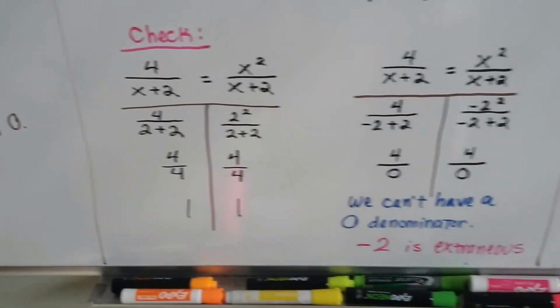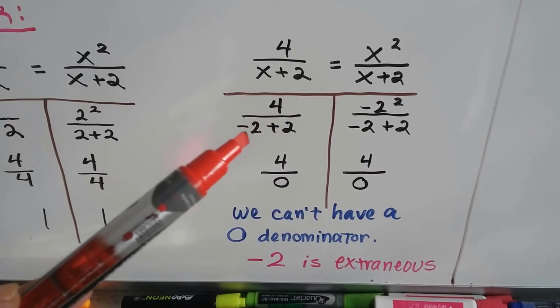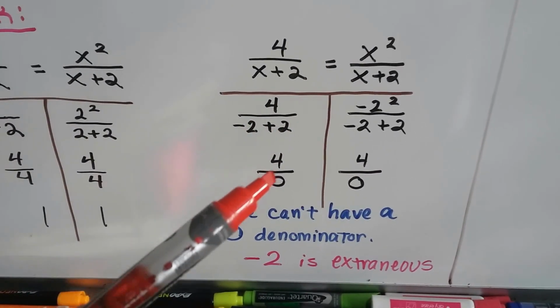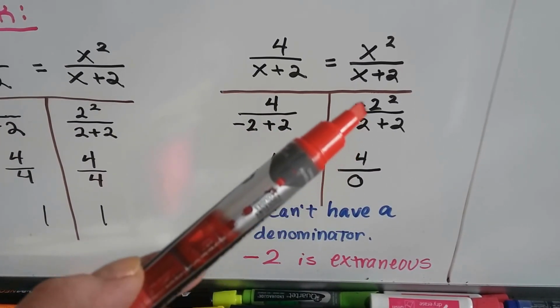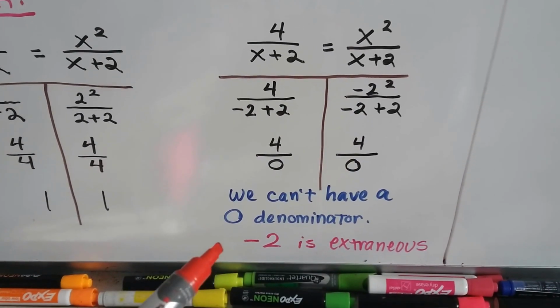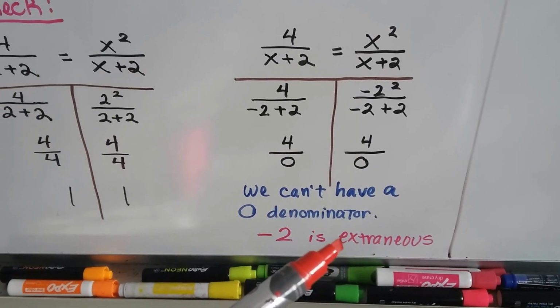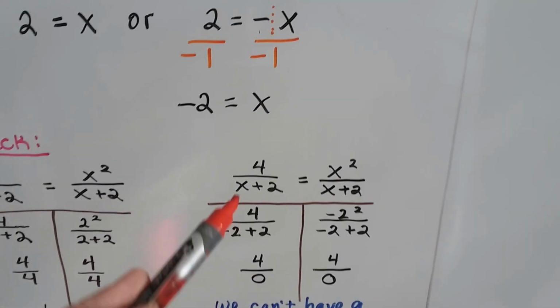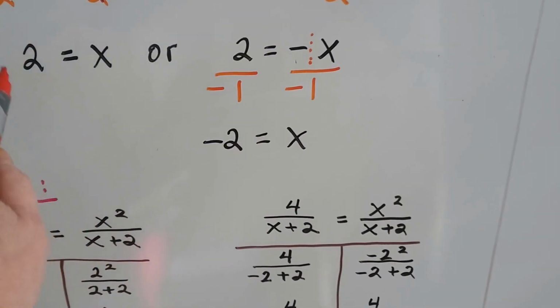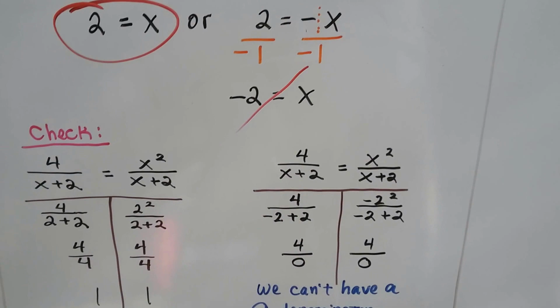That worked. When we use the negative, we get 4 over negative 2 plus 2. Well, that's 4 over 0. And negative 2 times negative 2 is a positive 4 over a 0. And we can't have 0 as a denominator. So this negative 2 answer is extraneous. See? This is the extraneous one. So this one is good, but not this one. Okay? That's the extraneous answer.